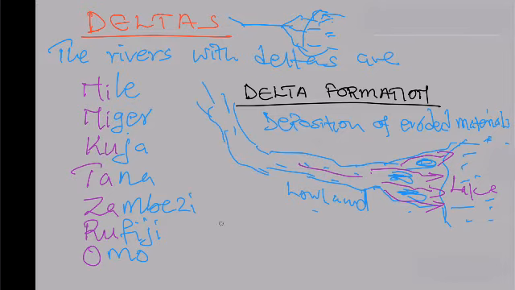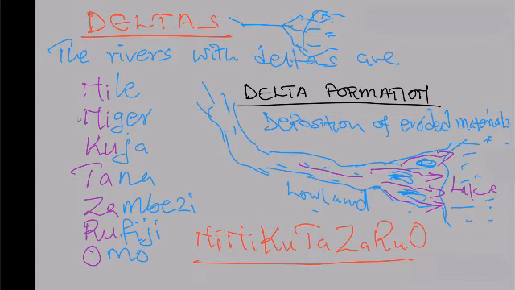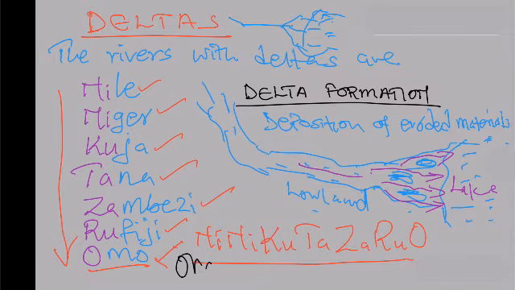which were eroded while the river was moving from the steep areas. Of course, we have a mnemonic to help us understand these rivers that end in deltas, and the formula is here. You say "nini kutazaruo". Nini kutazaruo, that is for river Nile, Niger, Kuja, Tana, Zambezi, Rufiji, and O stands for Omo. You must not confuse O for River Omo and River Orange. That one you must not.